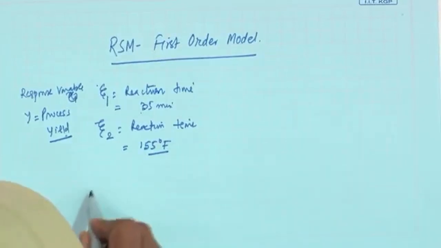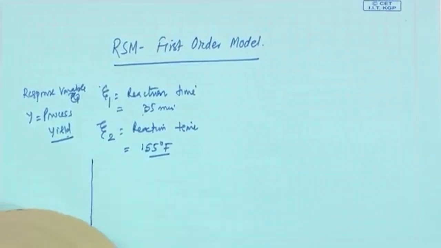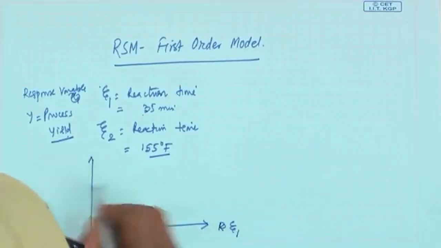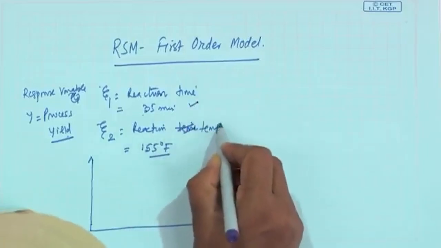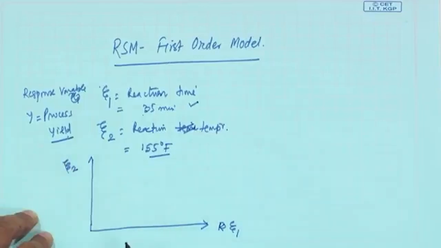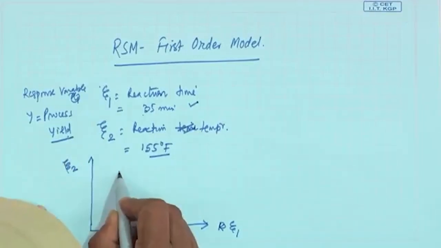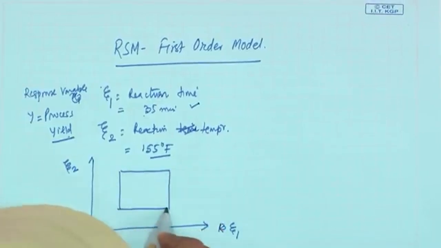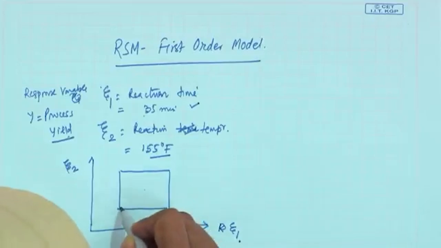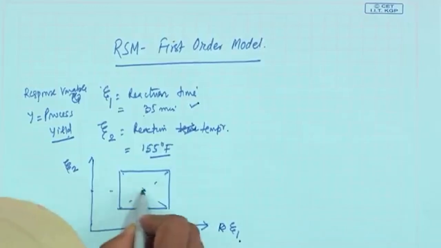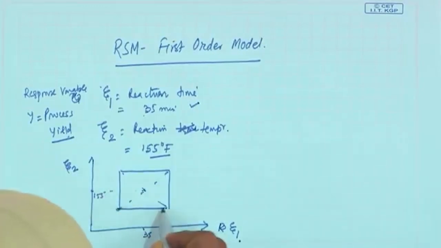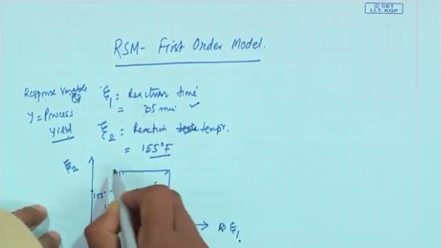What does it mean? It means that you are working with two process variables. One is reaction time, that is xi 1, and the second one is reaction temperature, xi 2. You are operating in this zone where the center point is 35 for reaction time and 155 for temperature. So this may be 30 minutes and 40 minutes, and then 150 Fahrenheit and 160 Fahrenheit.